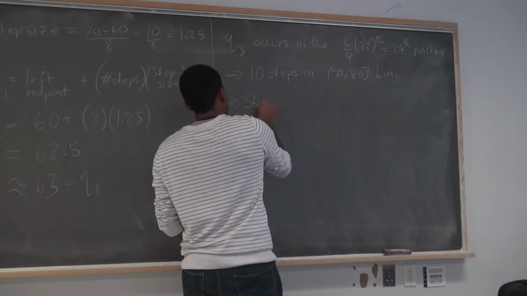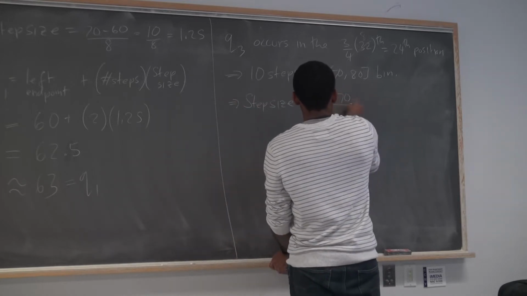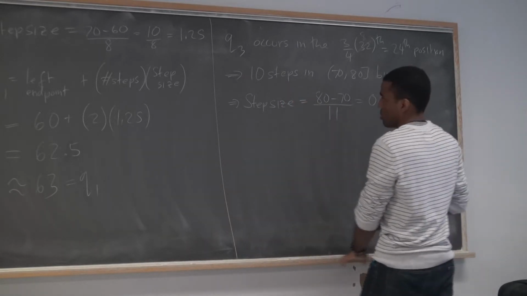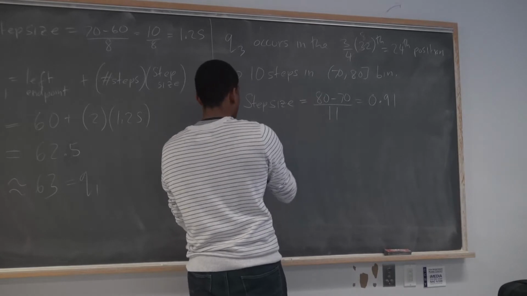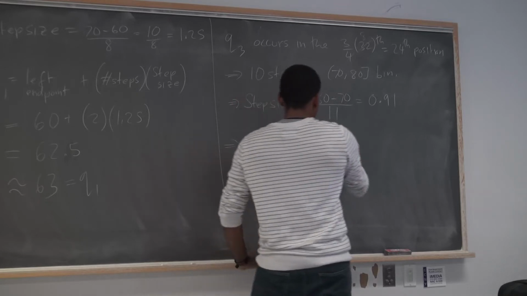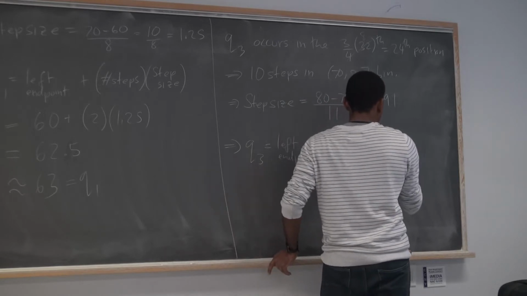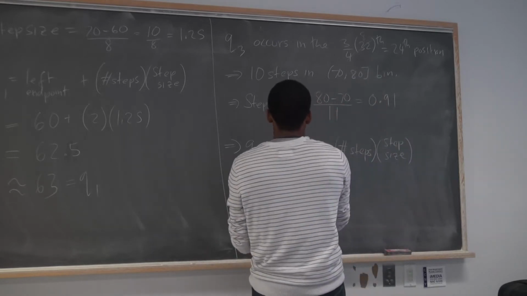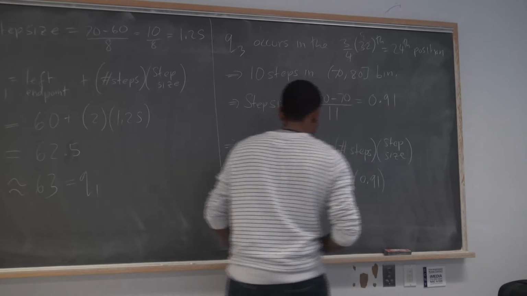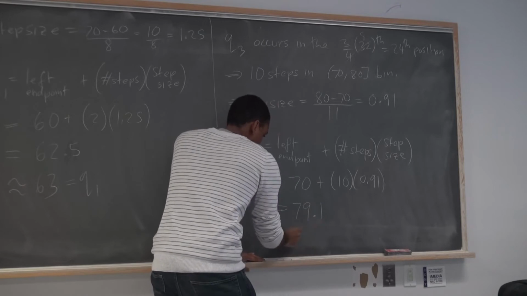Now I'm going to find the step size. It's the length of the bin divided by the frequency. We did this one before. This was 0.91. This means Q3 is equal to the left endpoint plus number of steps times step size, which is 70 plus 10 times 0.91. So this is like 79.1, roughly 79.